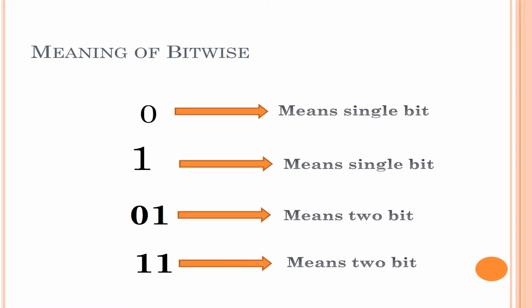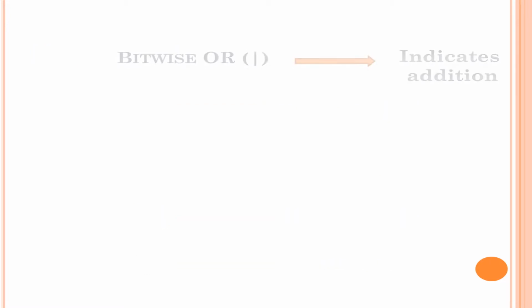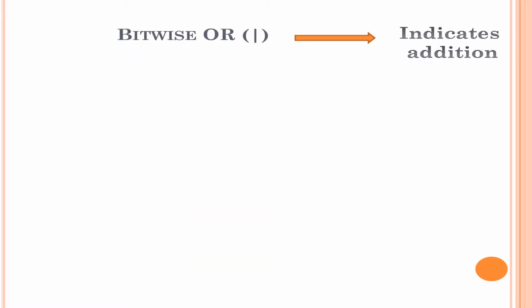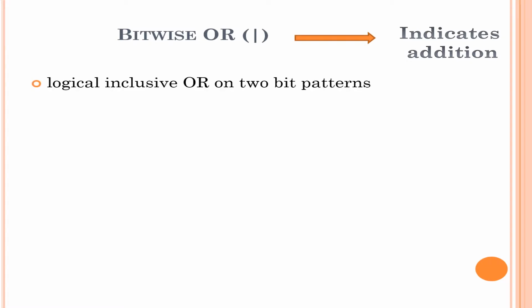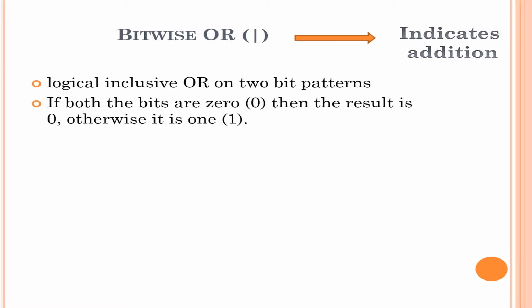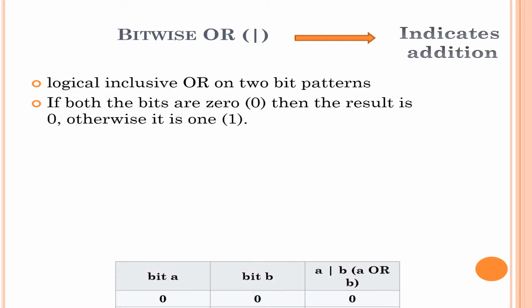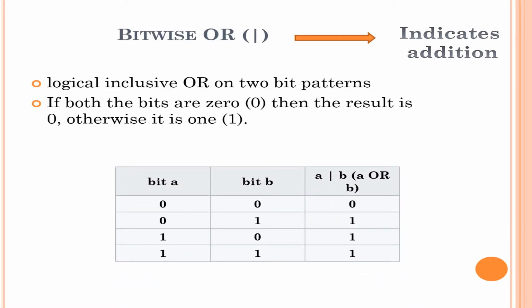Let us discuss different types of operators. First type is bitwise OR. A bitwise OR performs a logical inclusive OR operation on two bit patterns. If both the bits are 0, then the result is 0, otherwise it is 1. As 0 plus 0 is equal to 0, 0 plus 1 is equal to 1, 1 plus 0 is equal to 1, 1 plus 1 is equal to 1.